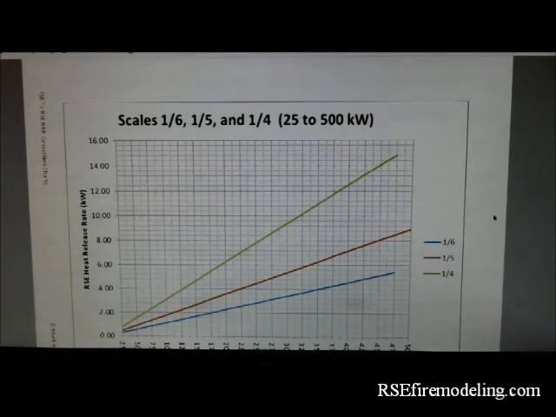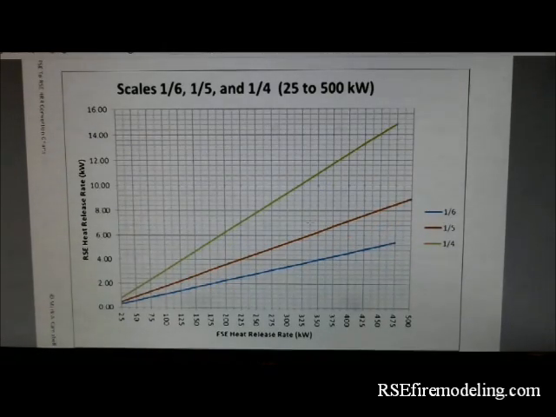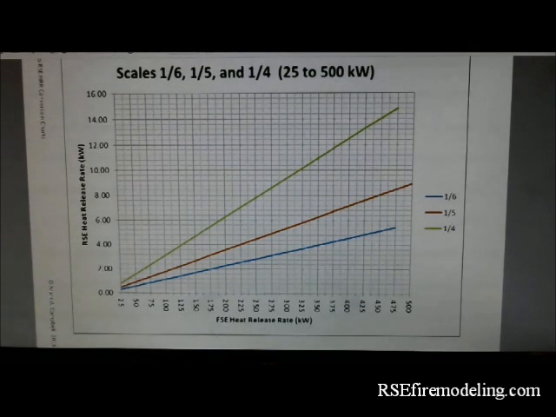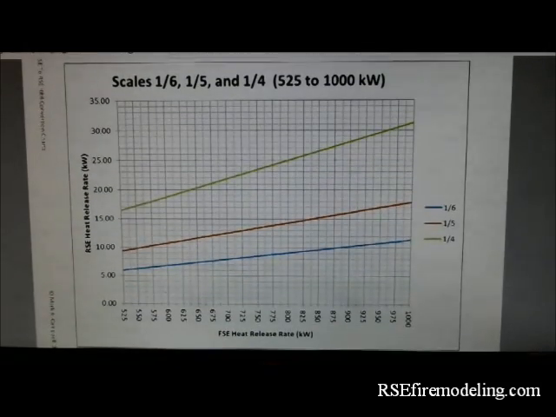Okay, now that we got the graph open, when we look at the graph, it shows the heat release rate in the reduced scale enclosure along the left side on the y-axis, and the x-axis is the full scale enclosure heat release rate. Each graph has the various length scales, and this graph covers the heat release rates of the full scale enclosure from 25 to 500 kilowatts. Scrolling down, the next page has 525 kilowatts to 1,000.